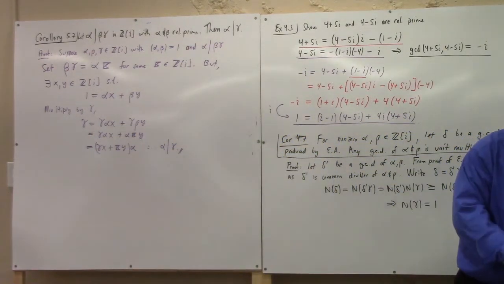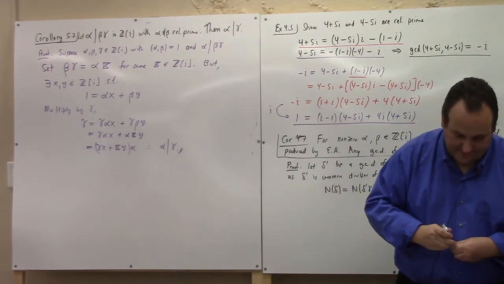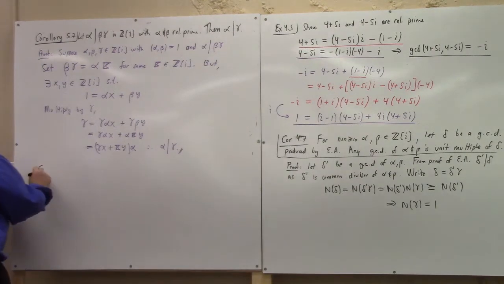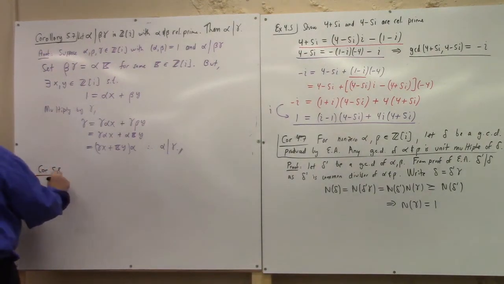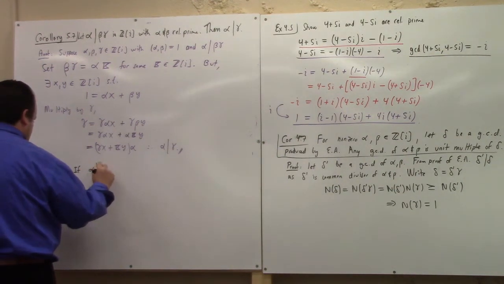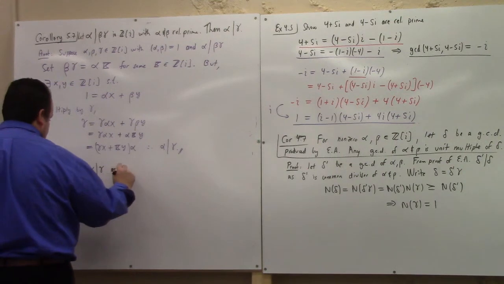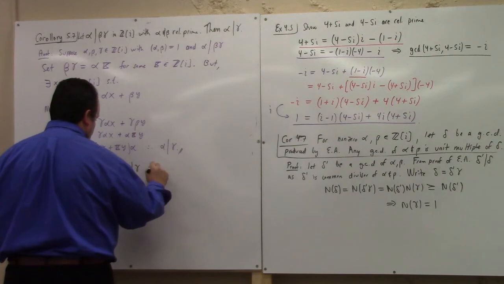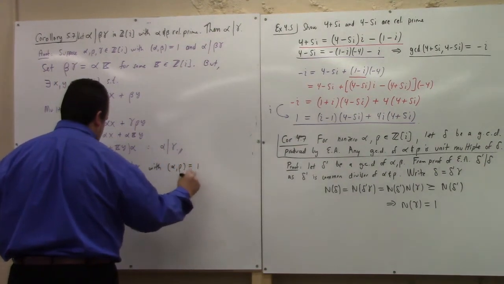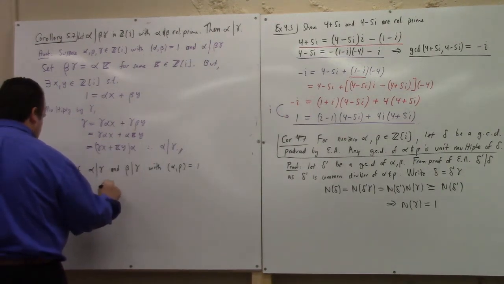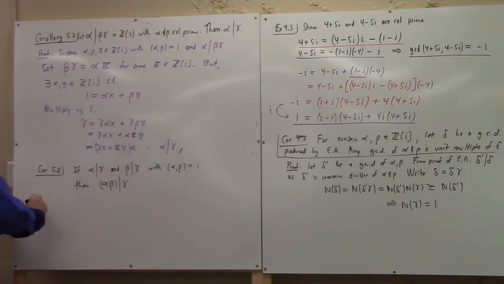Next up, we have Corollary 5.8. These ones I'm not going to prove. I'll leave the proof of these to you guys. If alpha divides gamma and beta divides gamma, with alpha and beta relatively prime, then alpha beta divides gamma.